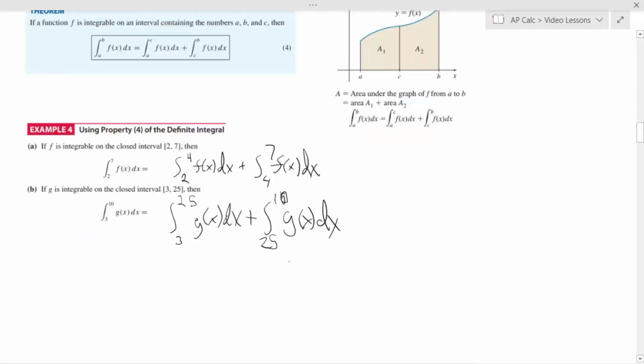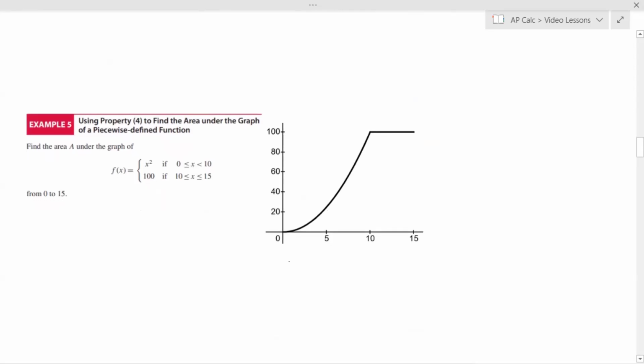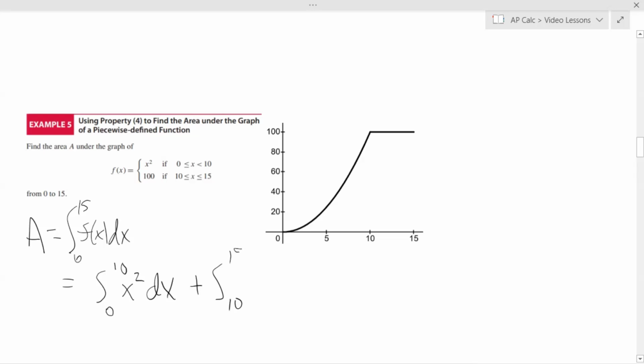Okay? So now we're going to use property 4 to find the area under the graph of a piecewise defined function. So here f is x squared from 0 to 10, and it's 100 from 10 to 15. And then we want to find the area under the graph from 0 to 15. So to do this, the area is equal to the integral from 0 to 15 of f of x dx, which, because it's a piecewise defined function, we can do the integral in pieces. So the integral from 0 to 10 of the x squared part plus the integral from 10 to 15 of the 100 part.